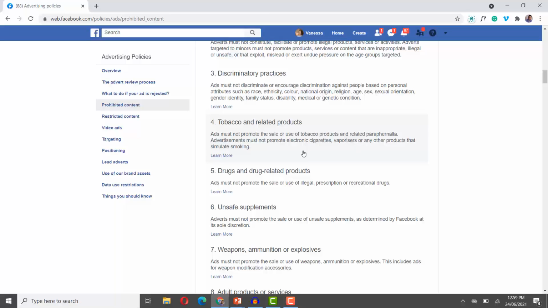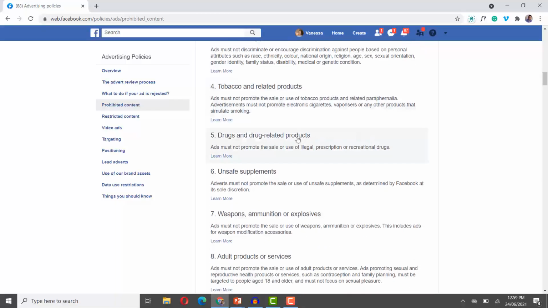That's the first time I got this tobacco and related products rejection. I had to go through my ad again. Did I mention tobacco or cigarette or something? Or does my creative look like a cigarette? So I considered it and I was like, it's totally unrelated, and I appealed happily because I knew that was a big blunder from the algorithm.